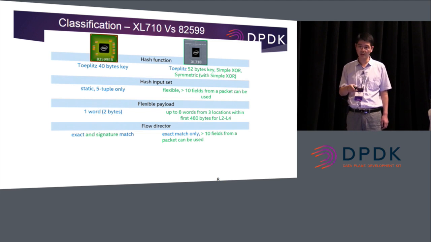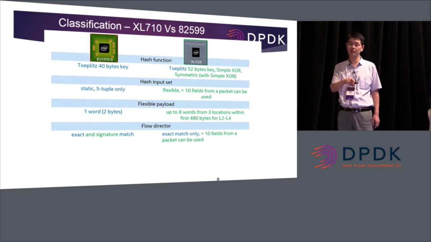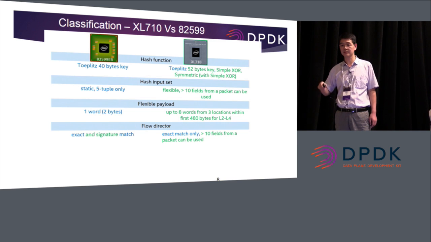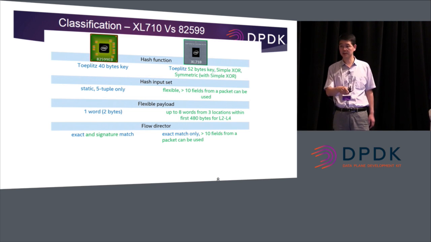Actually, the input set is the same idea on flow director. For flow director, we can still select what type of field, maybe one or more from the 128 bytes of the packet, to do hashing or to do flow director. This is quite important.